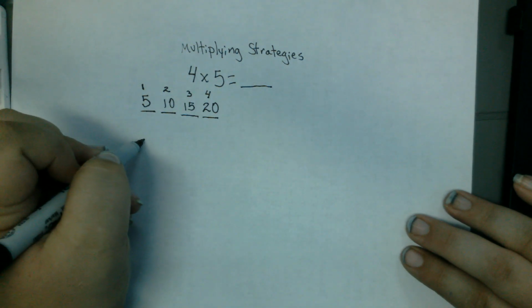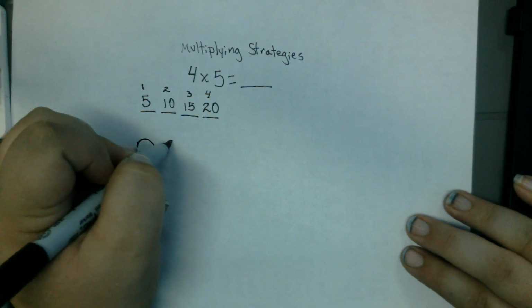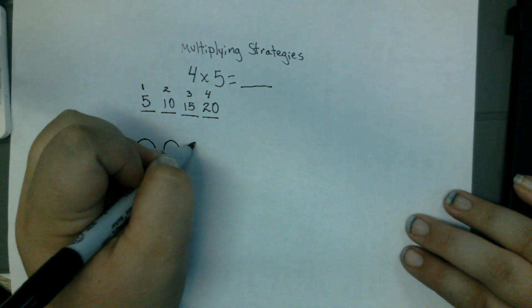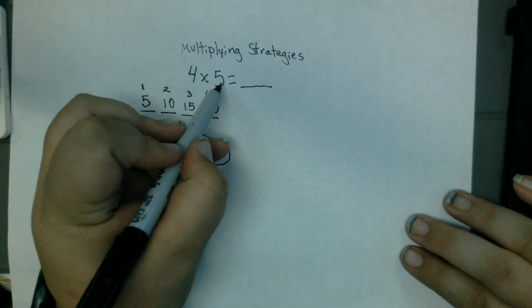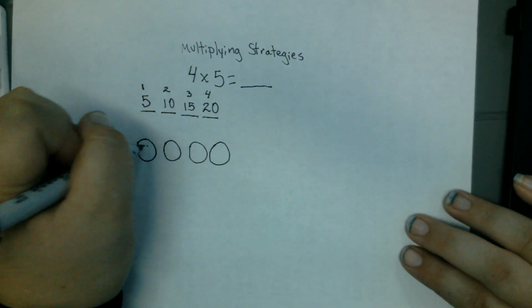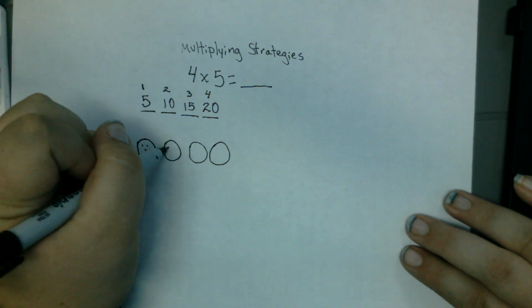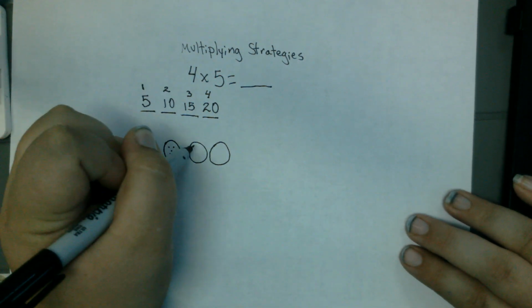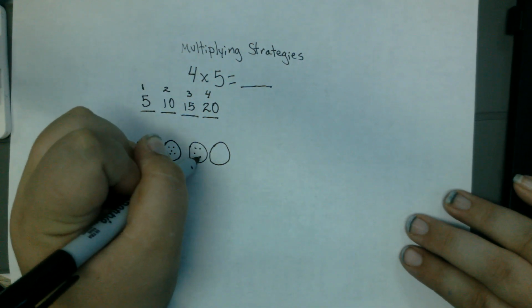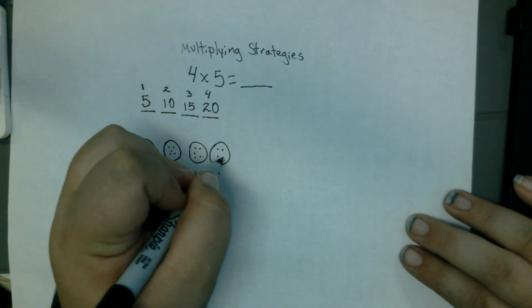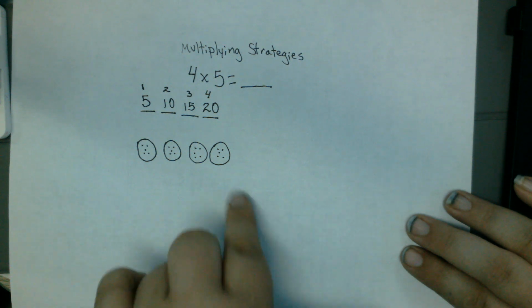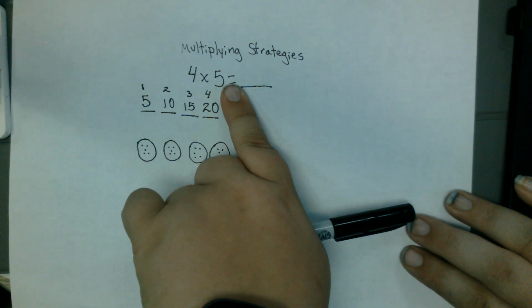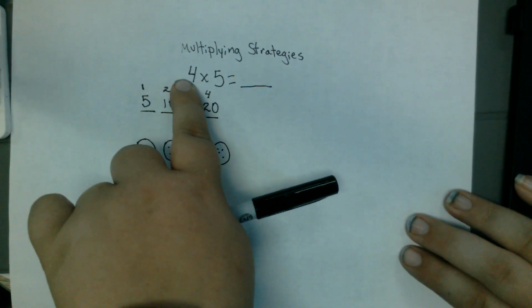Now, the next one is to do equal groups. Now, I'm going to do 4 groups, and I'm going to put 5 in every group. This works the other way as well. They could make 5 groups and put 4 in them, as long as they're doing one or the other. They can't make 5 groups of 5, because then that would be 5 times 5.